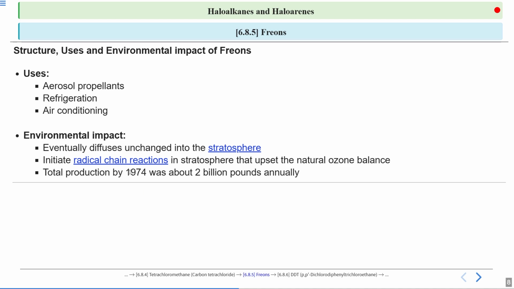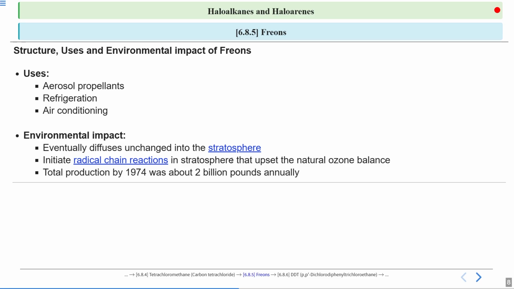Because as we have seen, from our cooling systems it diffuses unchanged into the stratosphere layer, which is just above the troposphere, and the troposphere is just above the earth. So above the earth we have the troposphere, then the stratosphere. In the stratosphere there is the ozone layer.